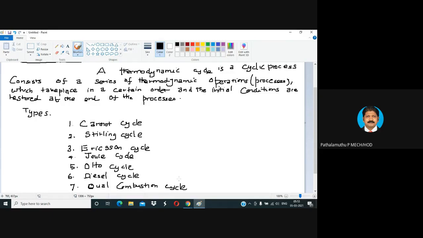The Carnot cycle is an ideal cycle. It is applicable for heat pumps and refrigerators. Stirling cycle applicable for generators. Ericsson cycle applicable for gas turbine and power plants. And Joule cycle applicable for gas turbines. Otto cycle applicable for petrol engines. And diesel cycle applicable for diesel engines. Dual combustion cycle is also applicable for diesel engines. Now we are going to discuss about Otto cycle in detail.